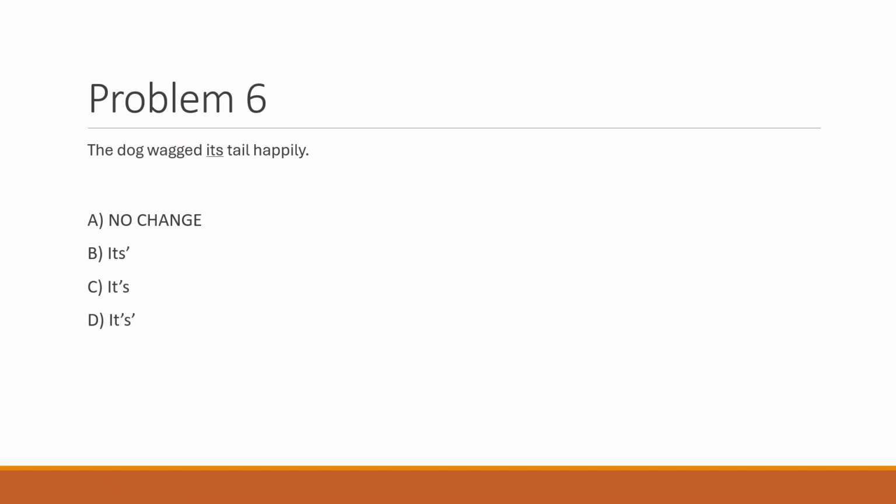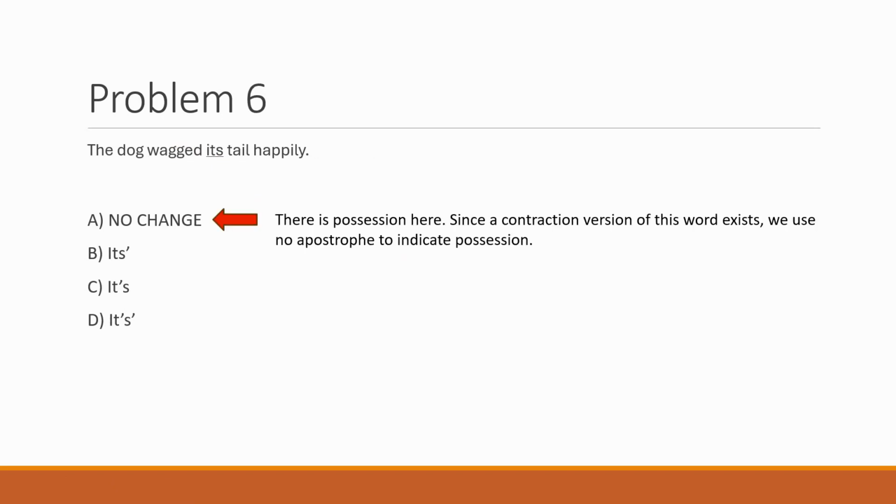Going now to problem 6. This answer is going to be, again, no change. Here I do have possession. The dog, this is his tail, so he owns it. But for all the different itses that they like to test, we have to put no apostrophe for possession, because if a contraction version of a word exists, like it's with an apostrophe here, then you're going to use no apostrophe for possession, whereas if there is no contraction version, that's where the apostrophe is used for possession.